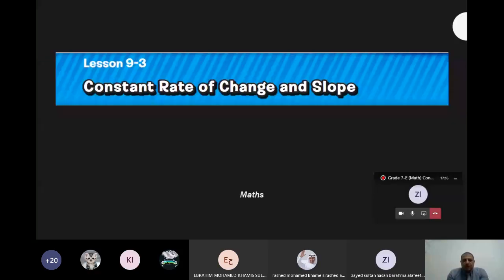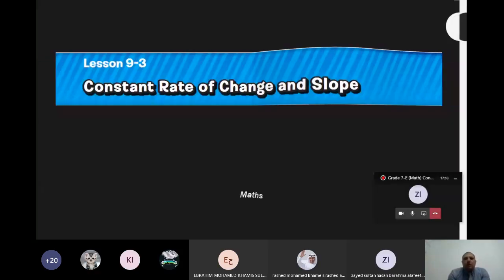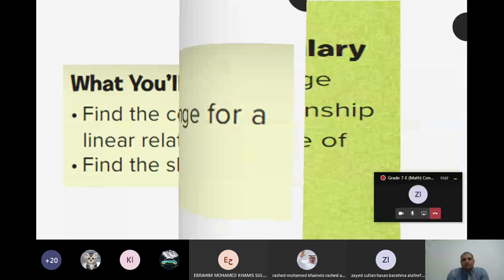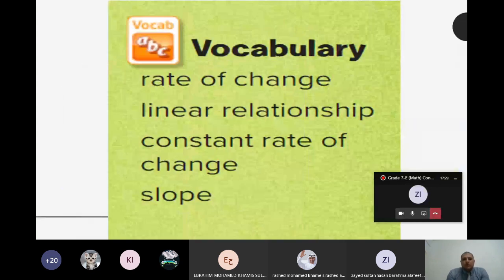The constant rate of change and slope. Objectives: to find the constant rate of change for a linear relationship and to find the slope of a line. The new vocabulary words are rate of change, linear relationship, constant rate of change, and slope.